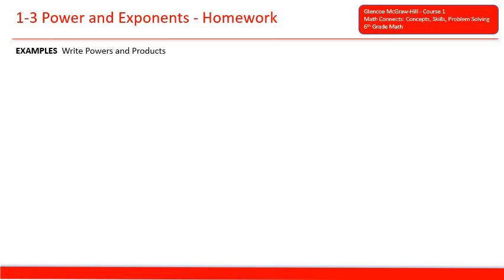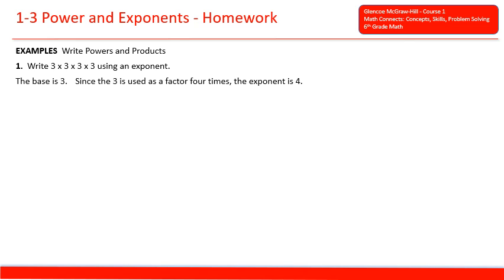Examples: write powers and products. Number 1, write 3 times 3 times 3 times 3 using an exponent. The base is 3. Since the 3 is used as a factor 4 times, the exponent is 4. So we'll write it as a power. 3 times 3 times 3 times 3 equals 3 to the 4th power.